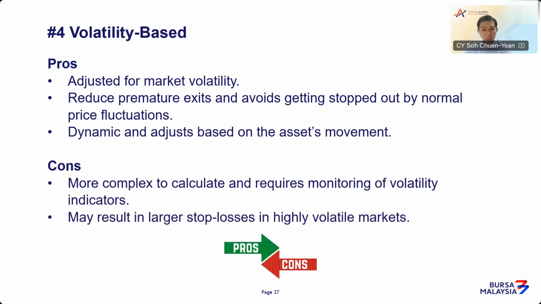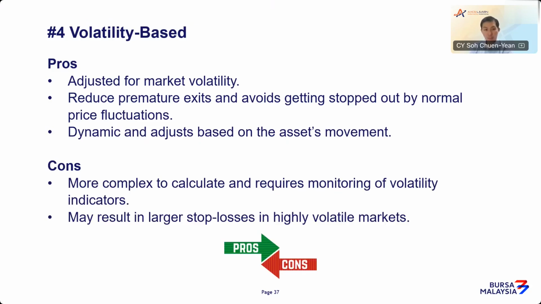The good thing about the volatility-based approach is that it adapts to market conditions. It reduces premature exits, because if the market is very volatile, your ATR will also show a huge value, which means you will be putting a wider stop loss. If the market is very flat with low fluctuation, your stop loss would be very narrow as well. So these are the benefits.